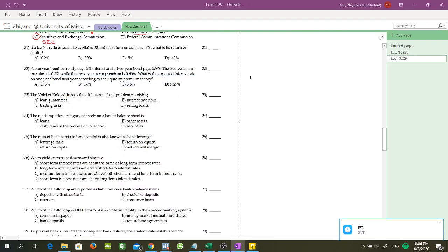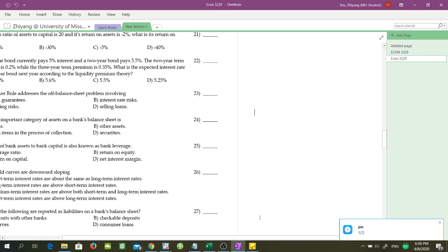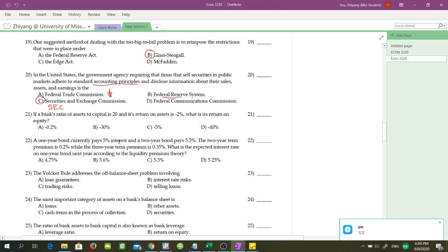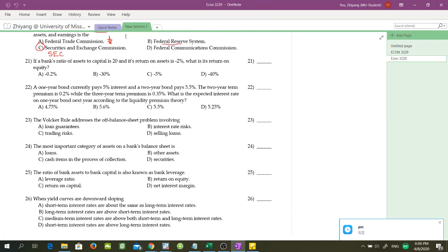All right, so question 21. If a bank's ratio of asset to capital is 20 and its return on asset is negative 2%, what is its return on equity? Okay, so this question, I want you to be very careful because many of you, when you're doing the lab questions, made some mistakes.